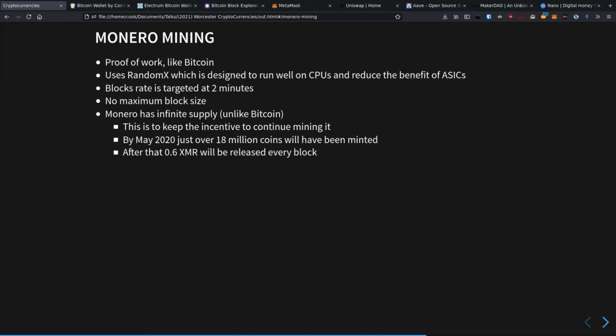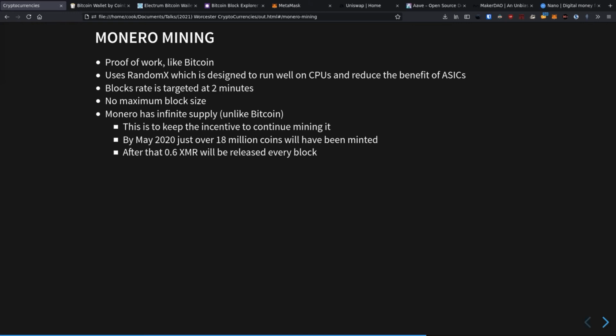That's the target. There's no maximum block size, unlike Bitcoin, which has 24 megabytes, and it also has infinite supply. So as I said, with Bitcoin, the supply continues to halve. Monero will just constantly mint at the same rate. That's because they don't believe that there will be an incentive to mine once the rewards get to zero. And mining is critical to the network. If people don't mine on the network, it becomes insecure.